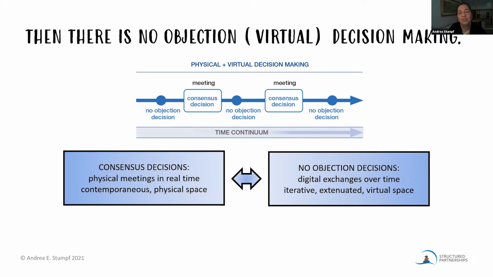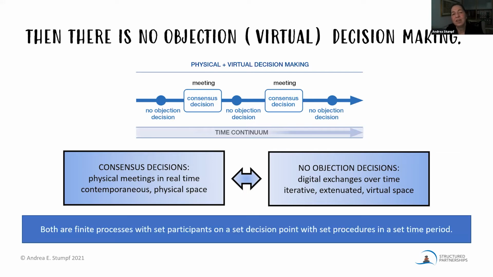And when we look at the two side by side, you can see the main difference is that physical meetings are in real time. So it doesn't mean we have to be in the same room. We can be Zooming like we are right now, but it has to be contemporaneous. And for that, use of the word consensus is appropriate. In the digital exchanges, which is extenuated in virtual space over time, that's where we talk about no objection decision-making.